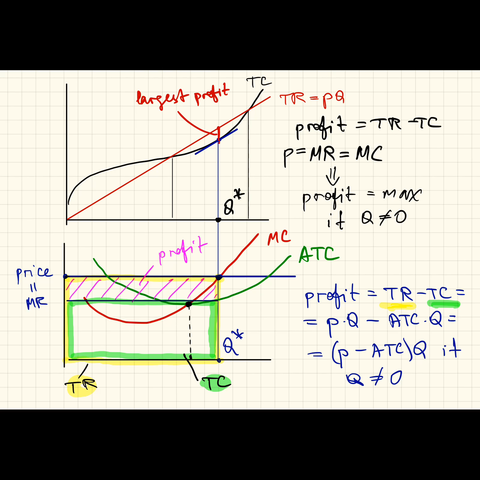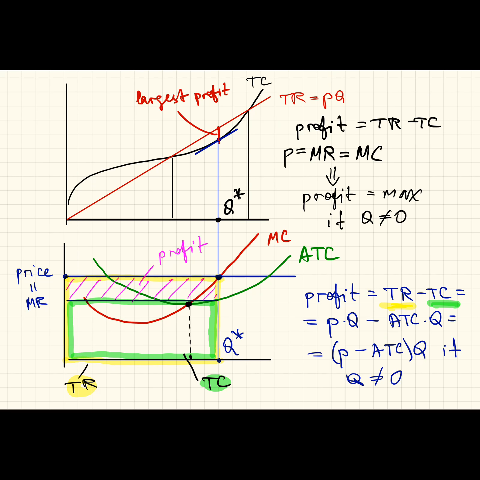Because if you set your output at this point, you will have the largest possible distance between price and ATC. That's true, but it's not what you want, because you will make this area as tall as possible, but in fact you will make it much shorter than it could be. So you want this area for your profit, not this area for your profit. This area will be a little bit taller, but because it's shorter, you actually will lose more money by picking this quantity compared to being at this quantity.